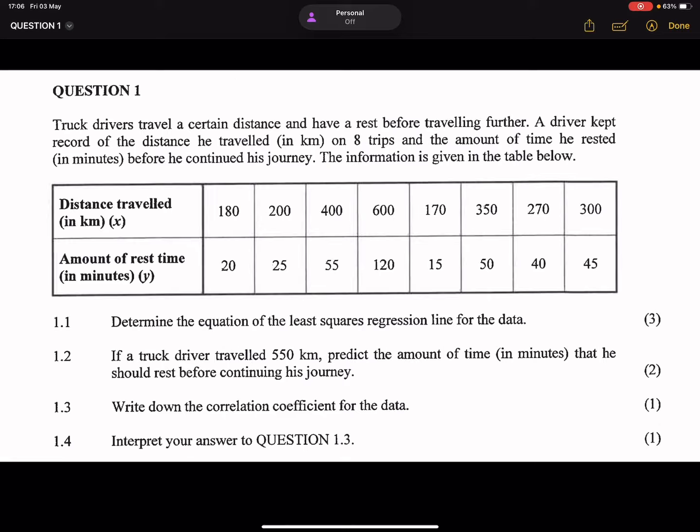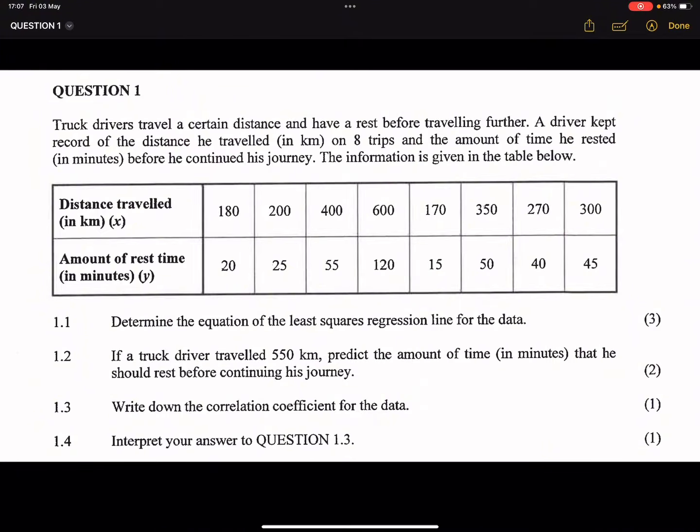Right, so we begin with question 1. They say to us we've got truck drivers that travel a certain distance and have a rest before traveling further. The driver kept record of the distance he traveled in kilometers on 8 trips and the amount of time he rested in minutes before he continued his journey. The information is kept in the table below.